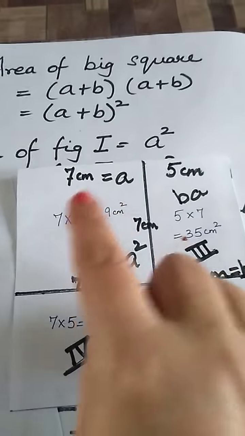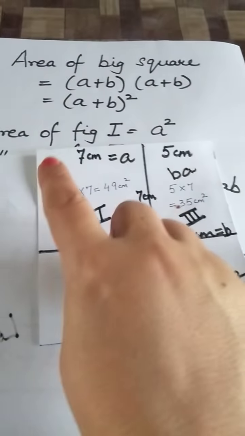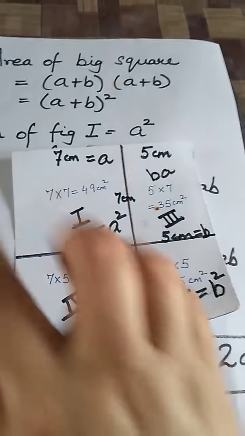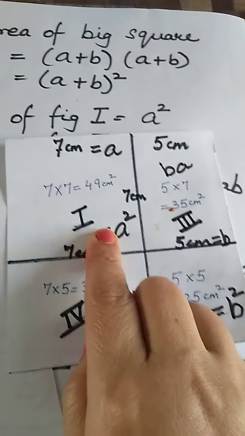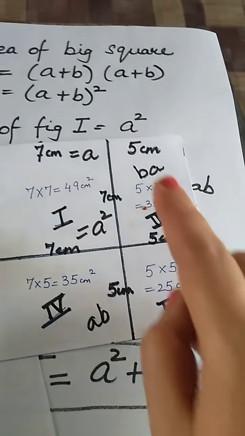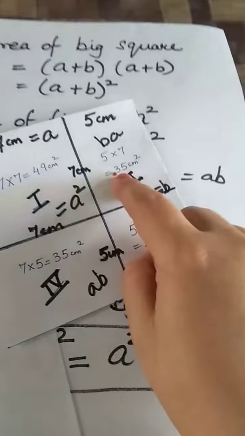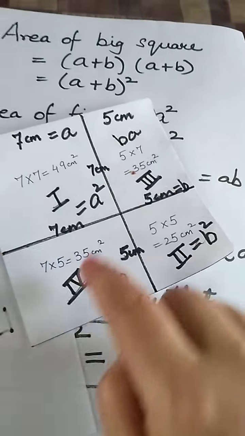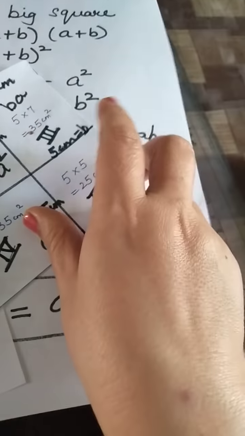Square of A plus B, area of A plus B the whole square means the area of the square paper. This is A and this is B. A plus B and A plus B. So its area is A plus B the whole square, A plus B into A plus B, which is equal to square of A plus square of B plus 2 times AB. Both the rectangles are same in area.